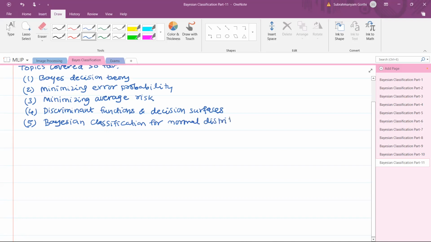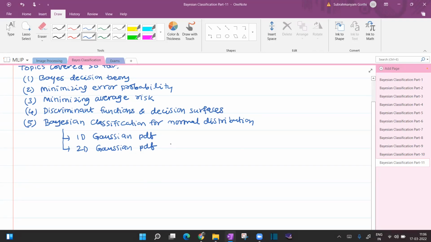In that, we started with the one-dimensional Gaussian distribution, its probability density function. Then, of course, we discussed the 2D Gaussian PDF. Here we discussed the shape of the ISO curves, etc.